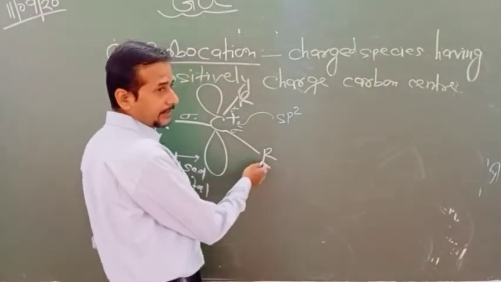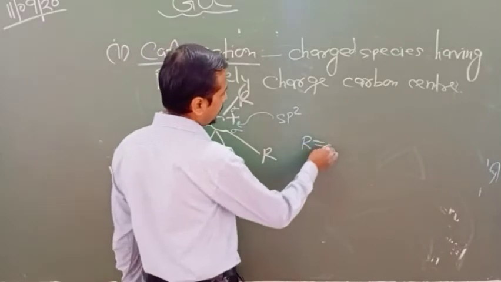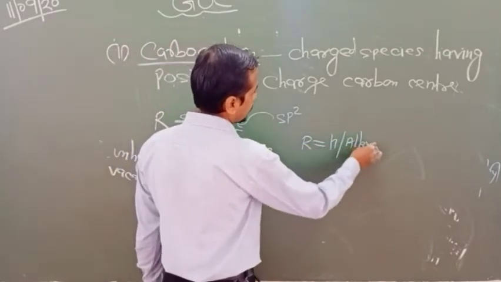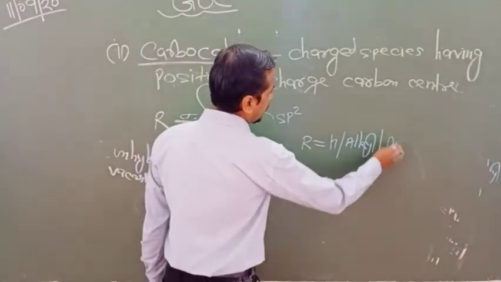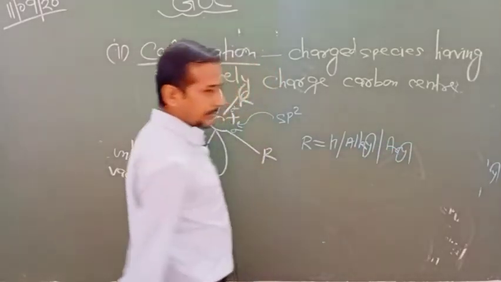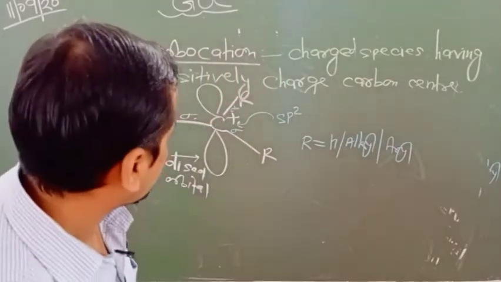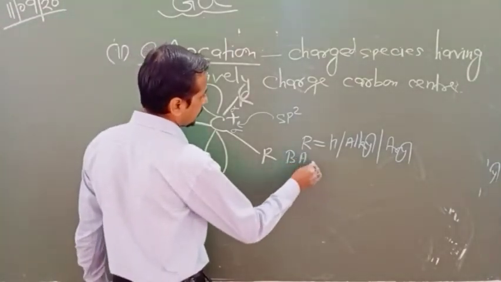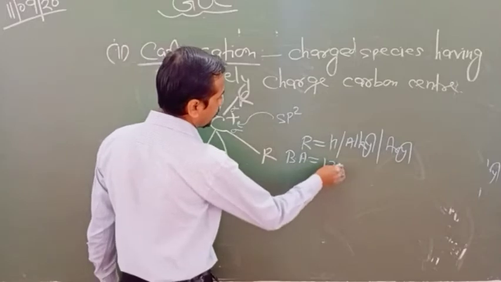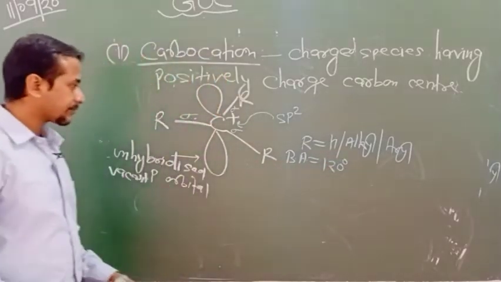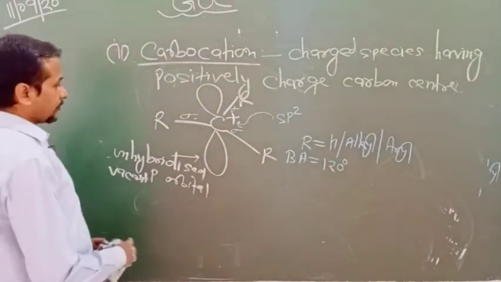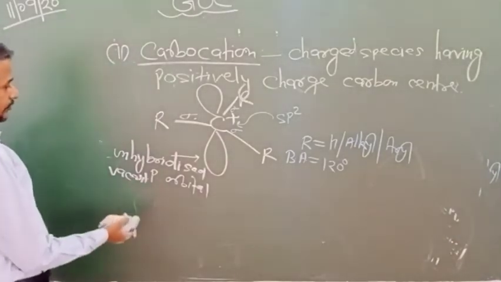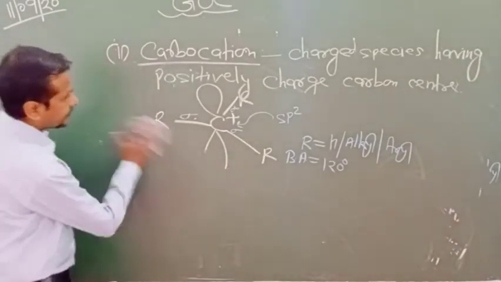Now again, R may be H, may be an alkyl group, may be aryl, that is a ring, a benzene ring. Here the bond angle is 120 degrees. Now some more points regarding the carbocations, which you have to put down.